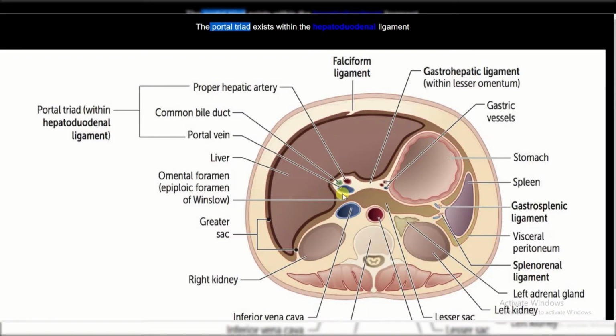This ligament basically consists of the portal triad. This portal triad consists of three structures. You have to remember: hepatic artery, common bile duct, and portal vein, right? These are the three structures. And you have to know the Pringle maneuver. The Pringle maneuver is used during surgery. We have to compress the hepatoduodenal ligament between the index finger and thumb. We will study that in further videos, right?